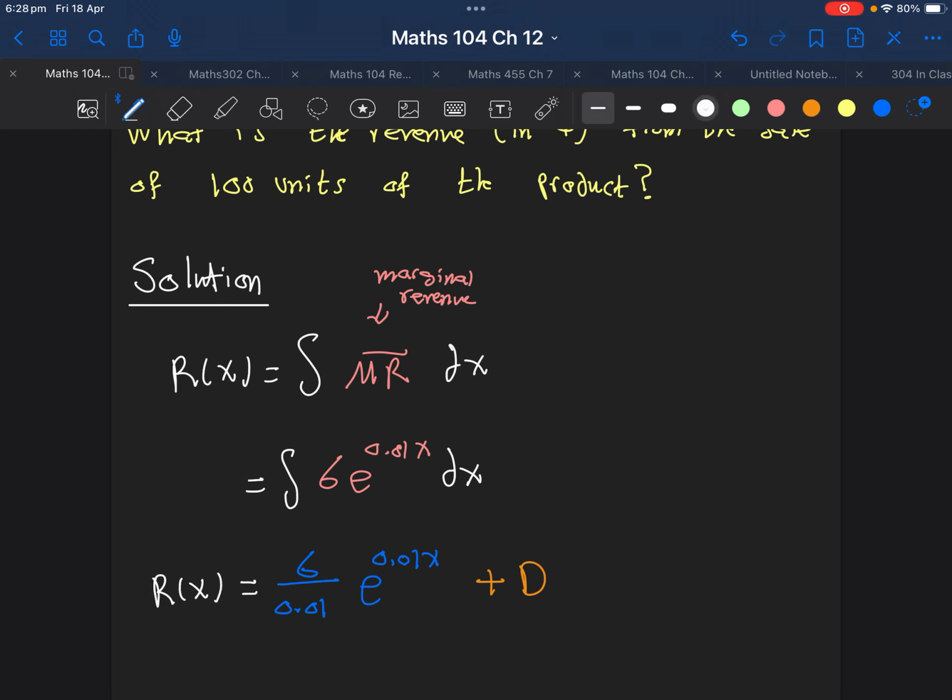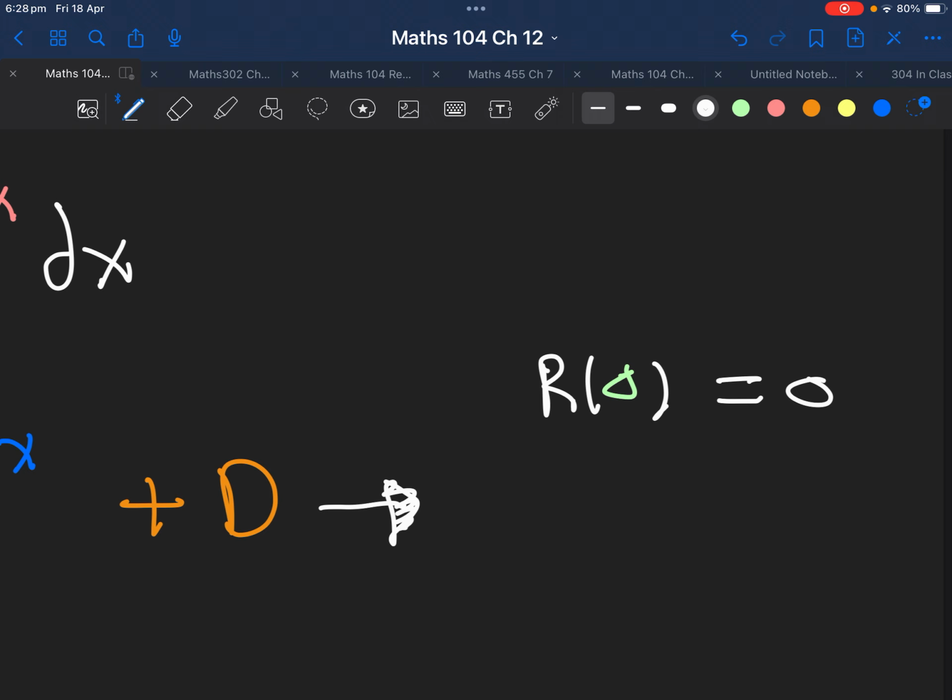This is r of x. Of course, again, we do the same idea as we did before. We plug in x equal to 0 in order to find d. Now remember, if you plug in 0, you shouldn't expect any revenue. No revenue when the answer is 0.